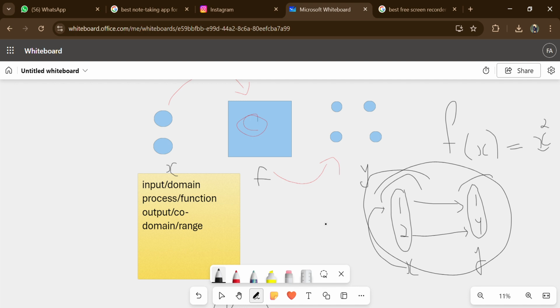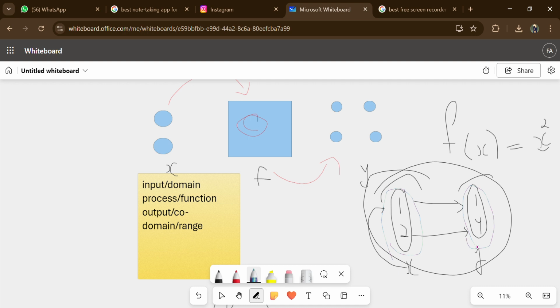There are some rules and regulations to actually form a function. First thing, whenever there is a function, there shouldn't be any leftover on this side, the domain side. If there is any leftover in the domain side, that probably means it isn't a function. The codomain or the range can have leftovers, but the domain can't have leftovers.